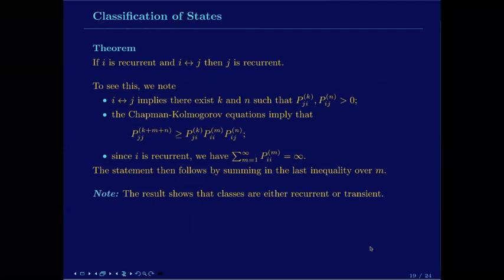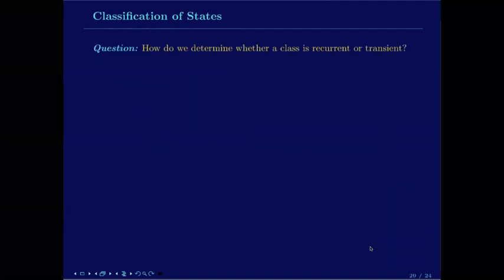So as we have classes, if one element in there is recurrent, all elements are recurrent. That also implies that if there is one transient state, no other element can be recurrent. So a class is either fully recurrent or fully transient. Recurrence and transience are both class properties. So how can we determine whether a class is recurrent or transient?